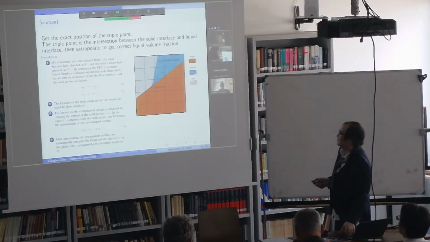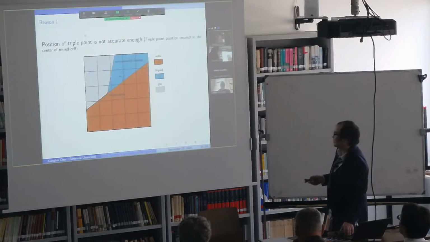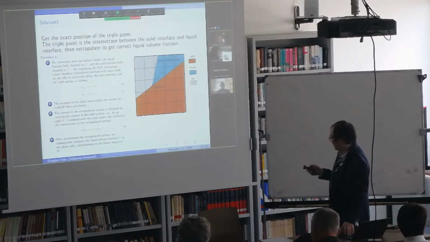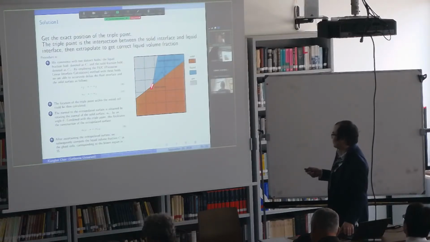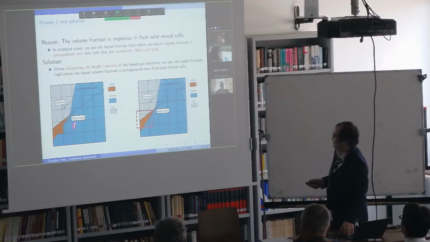There are two reasons for this small contact angle problem. One is that we couldn't get the exact position of this triple point, and the solution is to directly calculate the position of the red point here using the equation of the interface of the liquid and the solid surface. The second is that the foam fraction is not precise in the ghost fluid region, which is in the process of the liquid foam fraction. So here is the original one, where we didn't calculate the foam fraction at the mixed cell, and we think that the correct one is to calculate this one.